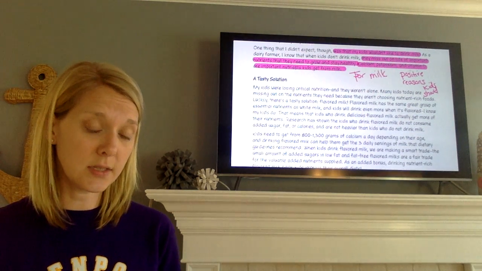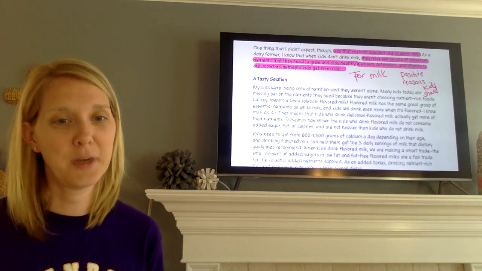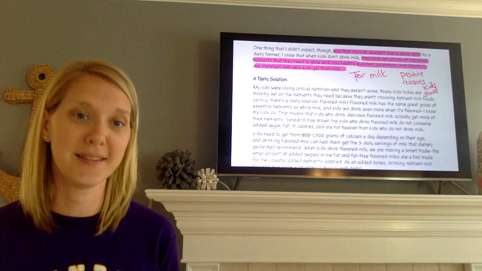A tasty solution. What do you think the tasty solution is? What is tasty about milk when it is chocolate?